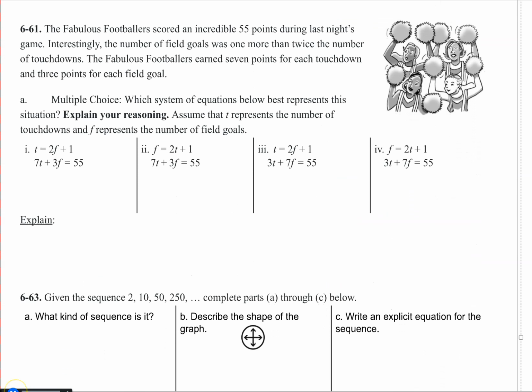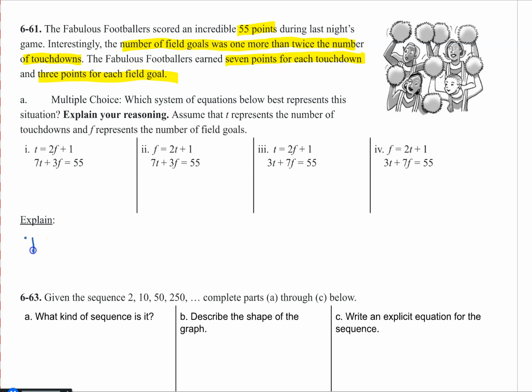6-61. Okay, the fabulous footballers scored 55 points during last night's game. Interestingly, the number of field goals was one more than twice the number of touchdowns. So this one's going to be pretty tricky here. We've got 7 points for a touchdown, 3 points for a field goal. That's the usual.